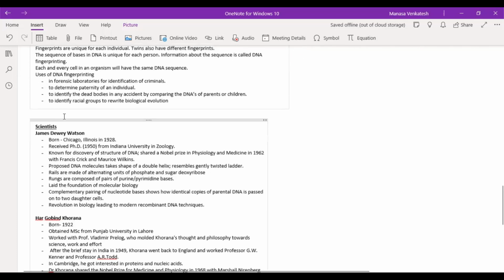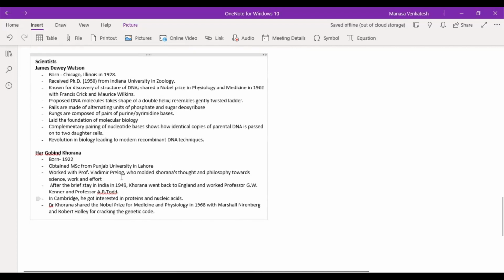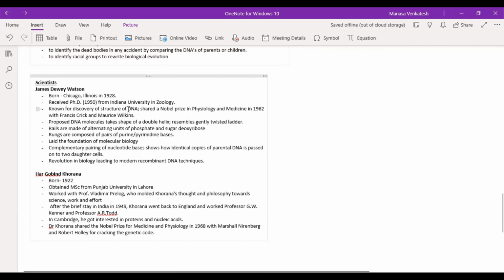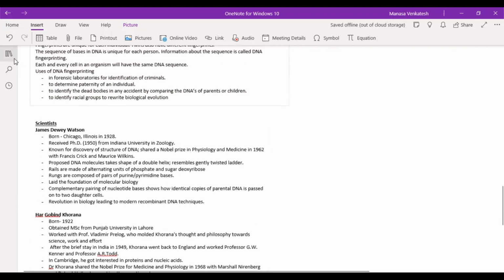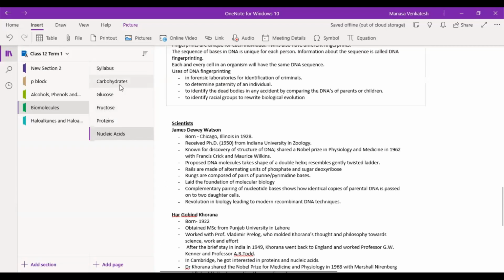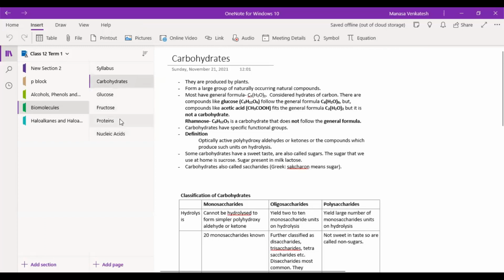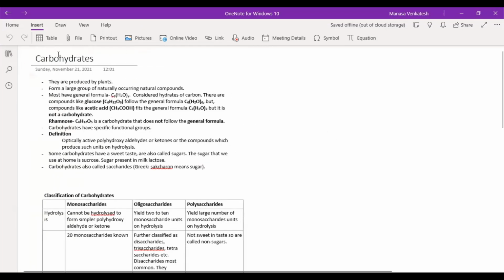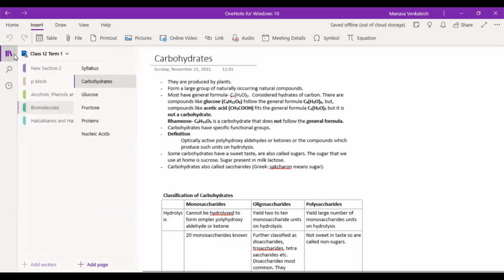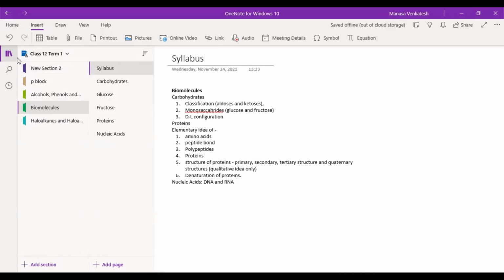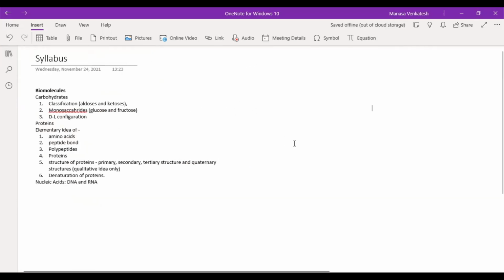So there are two scientists we need to talk about, James Dewey Watson and Hargobind Khorana. About those respective scientists, it's given here and you can go through that. With that, we're done with biomolecules. We started with carbohydrates, moved on to proteins, and learned about nucleic acids. This year, that is for 2021-2022, you do not have vitamins, hormones, all of that in your syllabus. So with that, we're done with biomolecules.